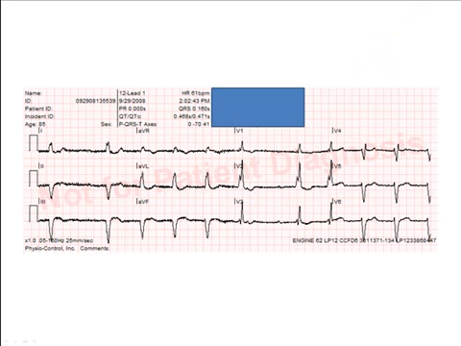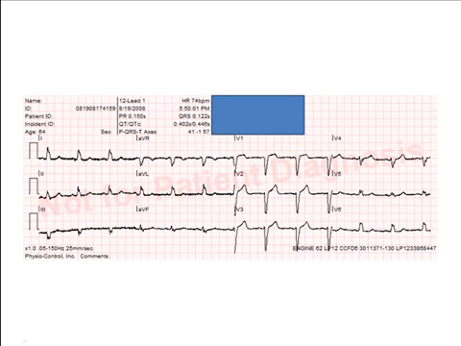Here is a supraventricular rhythm with a wide QRS duration, 0.160. So we look at V1, and the terminal deflection is up. Therefore, this would be a right bundle branch block.